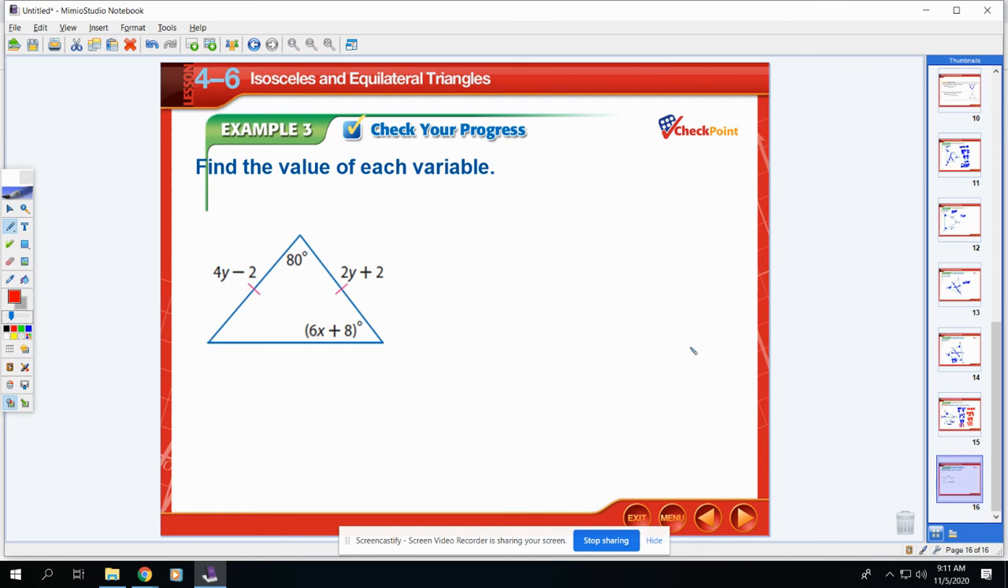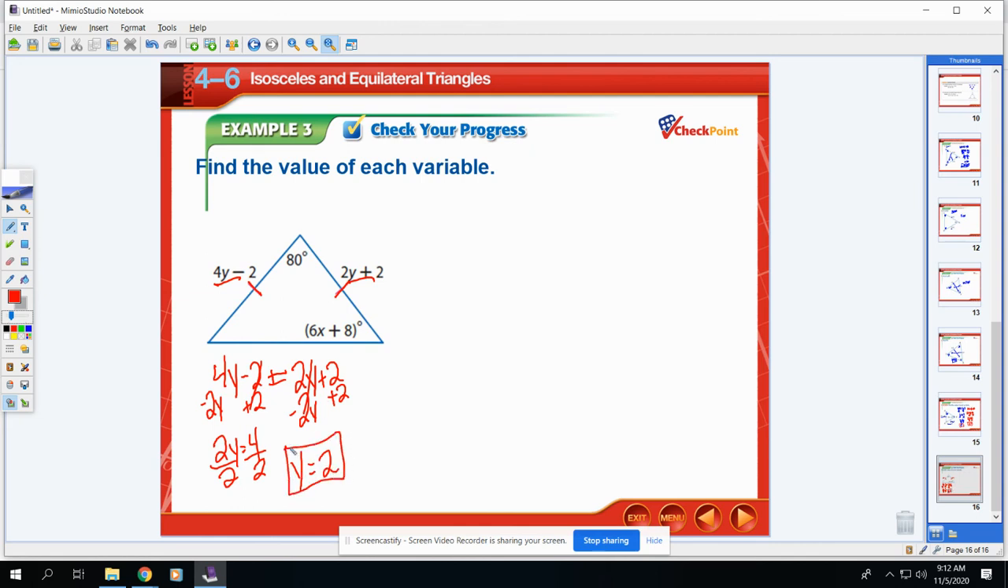Last one. I want you guys to do this one on your own and then come back and see how you did. So starting off, got an isosceles triangle. We know this is 4y minus 2. This is 2y plus 2. Let's go ahead and solve that first. They're equal to each other. All we need to do is set them equal to each other. Okay, 4y minus 2 equals 2y plus 2. So I'm going to solve this in one step real quick. It's going to be 2y equals 4. Divide both sides here by 2. y equals 2. All right.